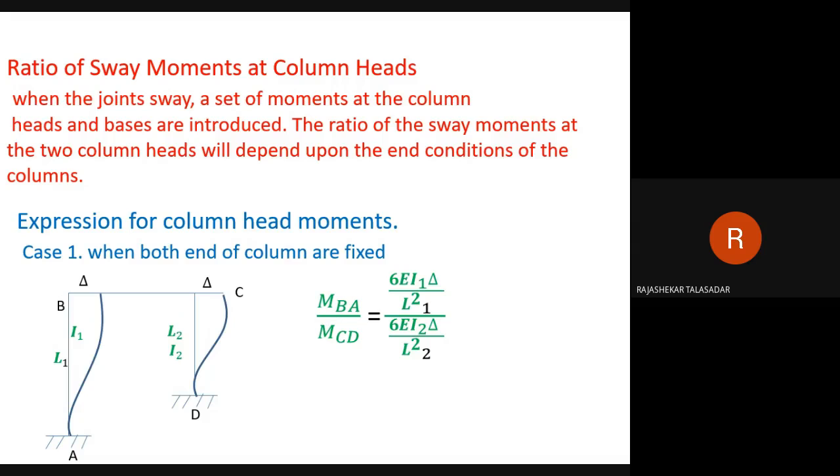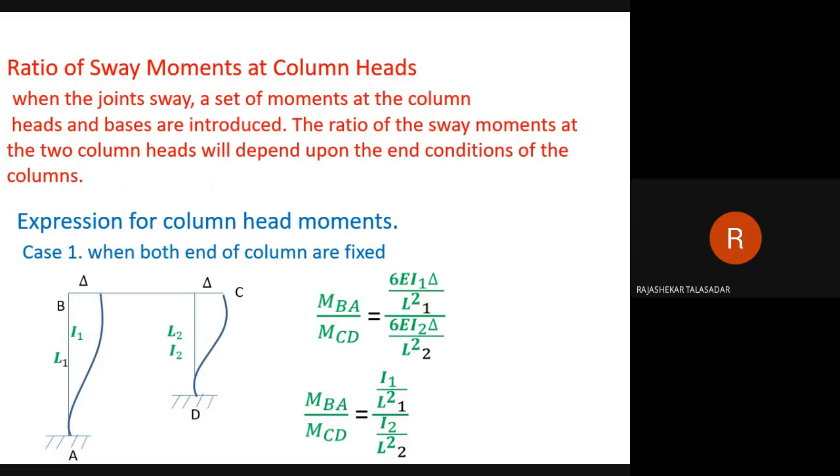Do you remember that? The moment required to settle anything by delta is 6 EI delta by L square if the far end is fixed. So for this column it is 6 E I1 delta by L1 square. Similarly, for this column, it is also 6 EI delta by L square, but I is I2, L is L2. If you simplify this, what will you get? 6E cancels, delta cancels. You will be left with I1 by L1 square, I2 by L2 square.